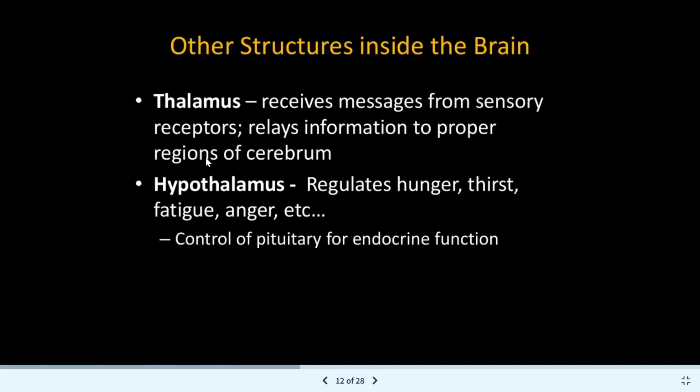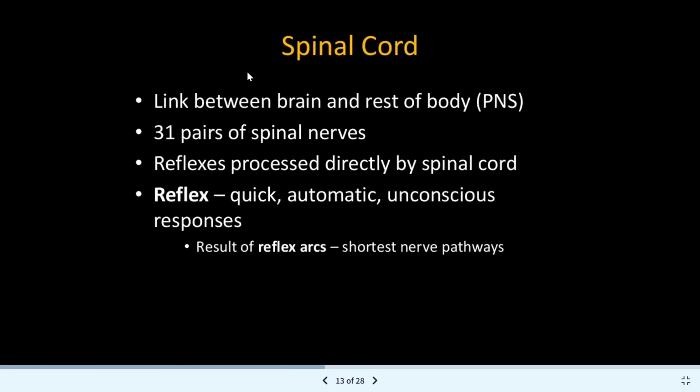Okay. Other structures inside the brain. If you talk about the other parts of the brain, then the thalamus, okay, receives messages from sensory receptors and relays information to the proper region of the cerebrum. The hypothalamus is the part which regulates hunger, thirst, fatigue, anger, and controls the pituitary for endocrine function. So this is the thalamus, okay, and this is the hypothalamus. So you should know about their functions.